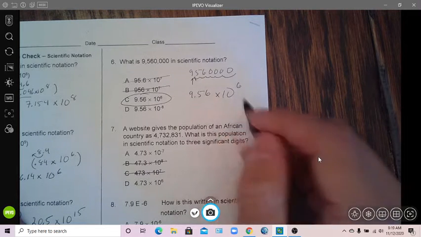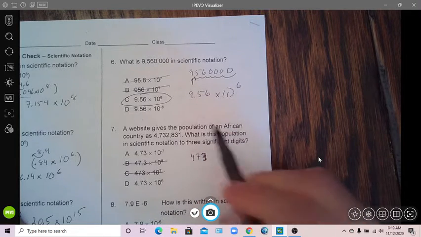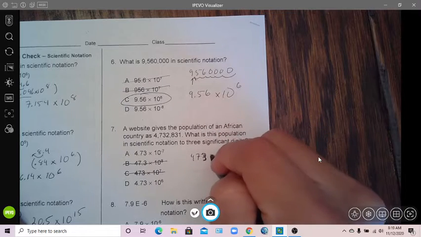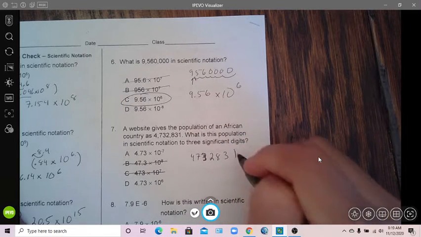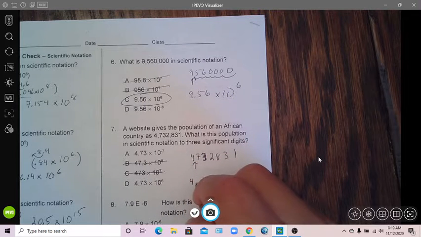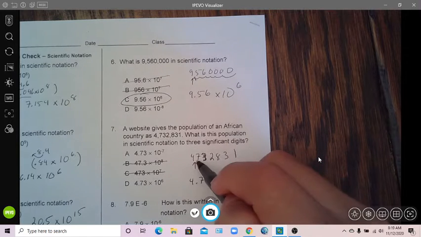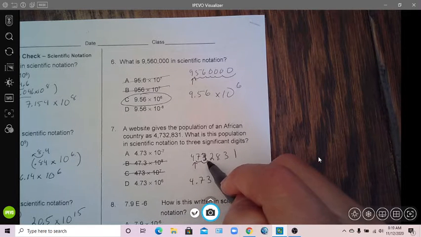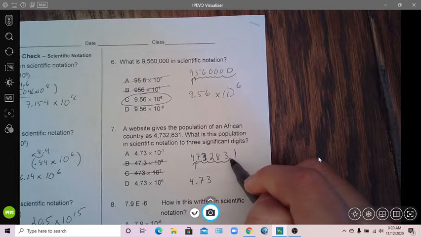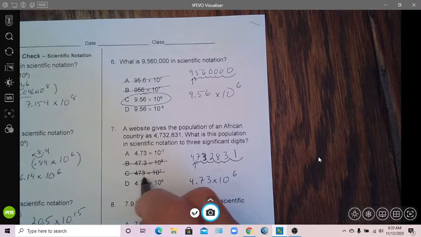Okay, so let's go ahead and write the 473, and then you have, I'll just write 4732831. Okay, so I want the decimal right here between the 4 and the 7. See how many places I have to move it? Past the 7, past the 3, past the 2, past the 8, past the 3, past the 1. That's 1, 2, 3, 4, 5, 6. So it's times 10 to the 6.